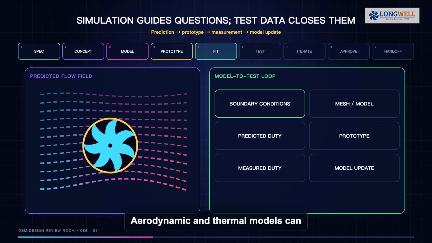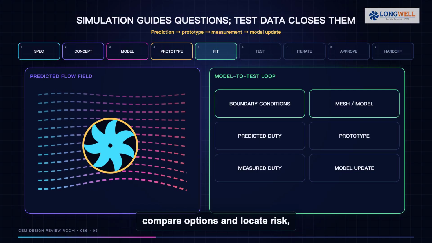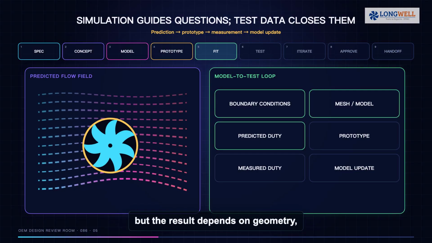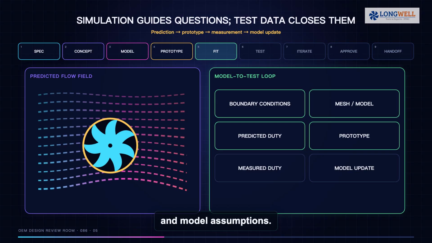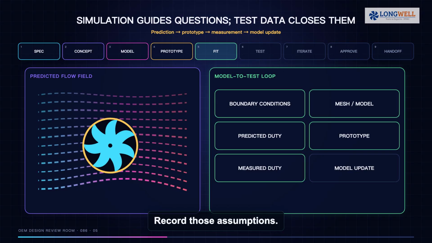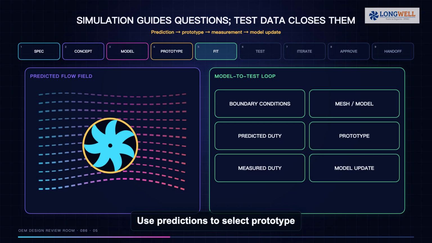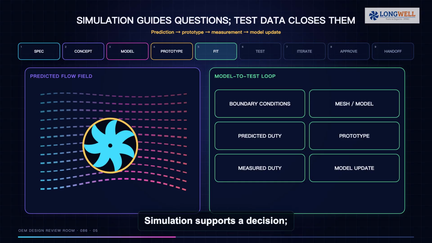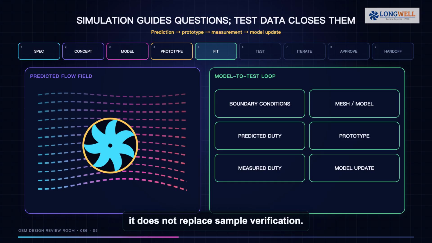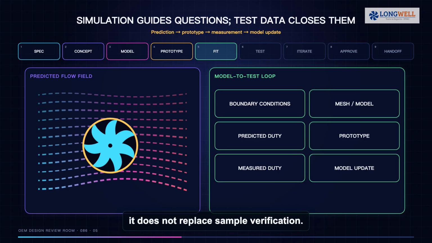Aerodynamic and thermal models can compare options and locate risk, but the result depends on geometry, boundary conditions, mesh, material data, and model assumptions. Record those assumptions. Use predictions to select prototype questions, then compare measured results with the model. Simulation supports a decision, it does not replace sample verification.